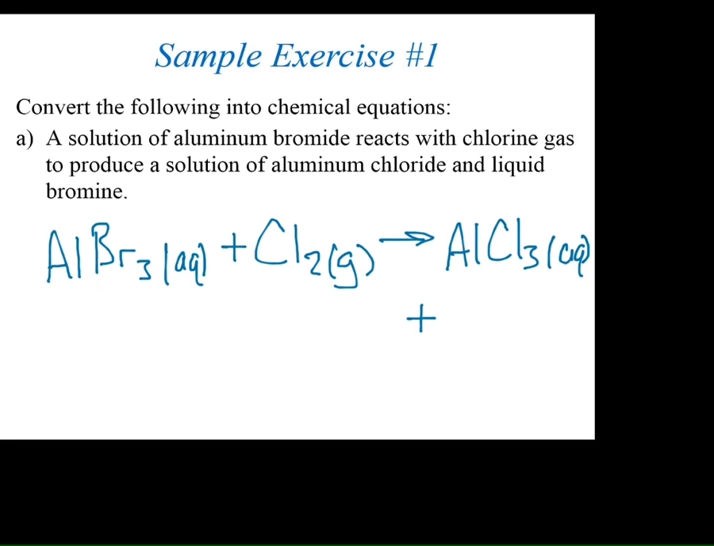What would I write for liquid bromine? Br what? You said it. 2. Bromine is one of the 7 diatomics. See it there? And then I put a little L after for liquid. So which are the 7 diatomics? N, O, F, Cl, Br, I, and H. NOF, Cl, Br, I, right?